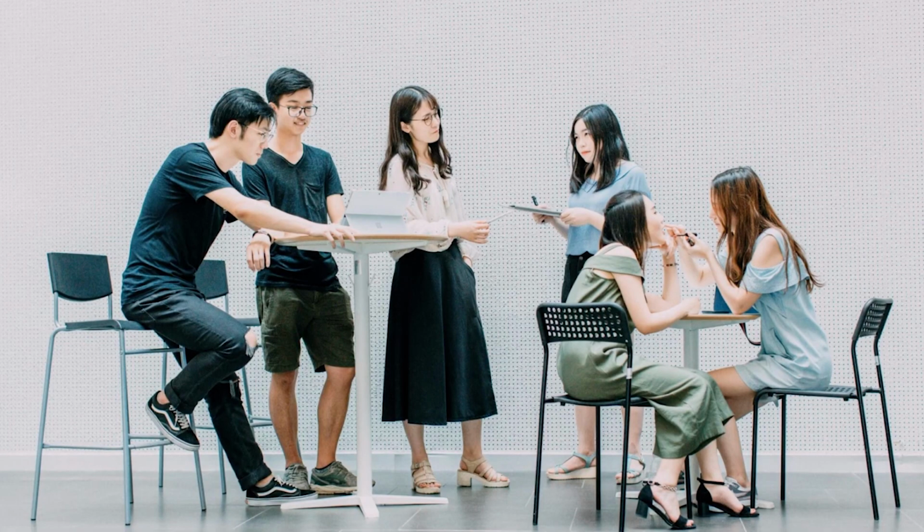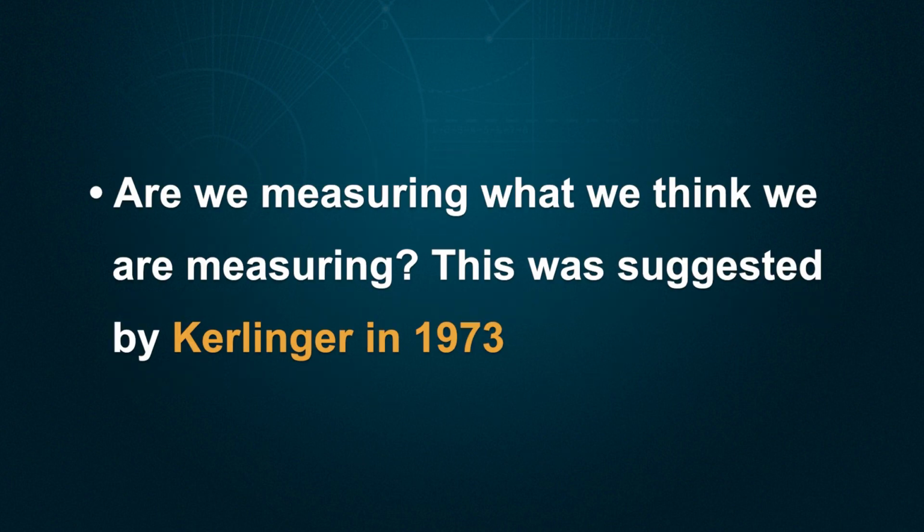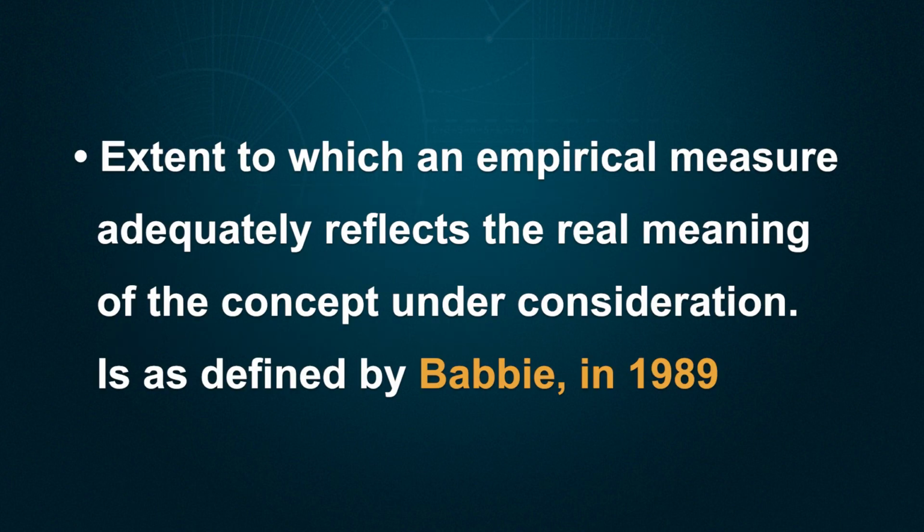In general, validity can be defined as the ability of an instrument to measure what it is intended to measure. However, different people have defined validity in their own way. Some definitions are: the degree to which the researcher has measured what he has set out to measure, a definition given by Smith in 1991. Are we measuring what we think we are measuring? This was suggested by Kerlinger in 1973. The extent to which an empirical measure adequately reflects the real meaning of the concept under consideration, as defined by Babbie in 1989.